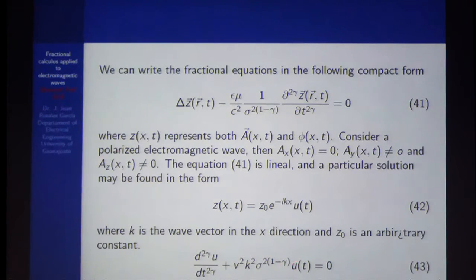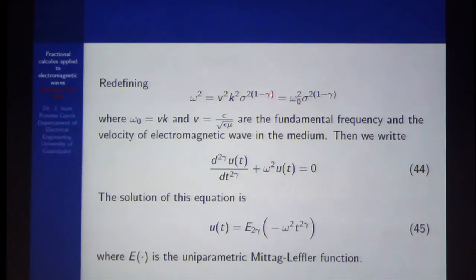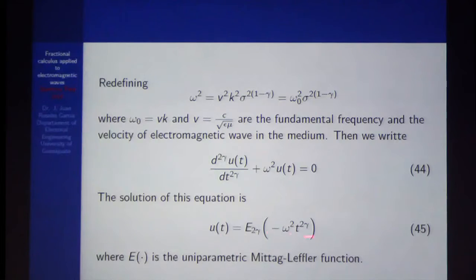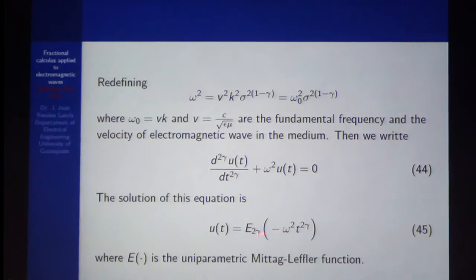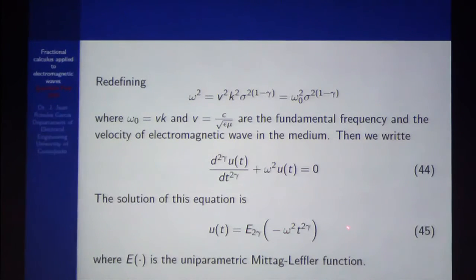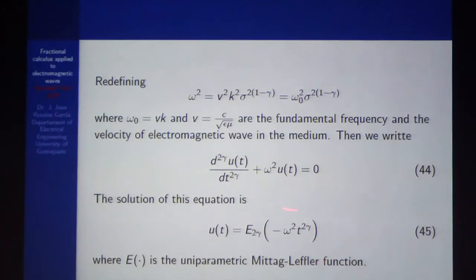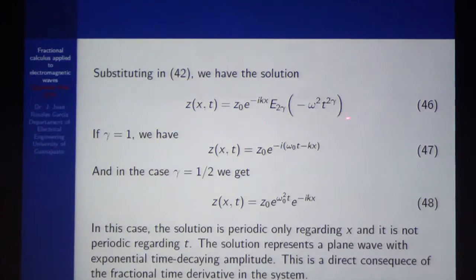This we change by here. Okay. This is a fundamental frequency. Sigma is the sigma parameter which is introduced. Omega is the speed of the electromagnetic wave in the medium. Then we can write the above equation in this form. Applying the Laplace transform and the Laplace transform of the Caputo fractional derivative, we obtain the following solution, where this is the Mittag-Leffler function, one parameter. So we have the following solution.